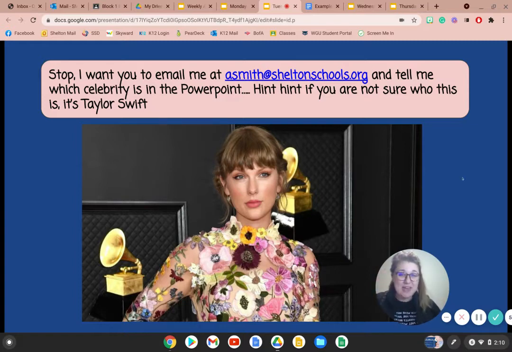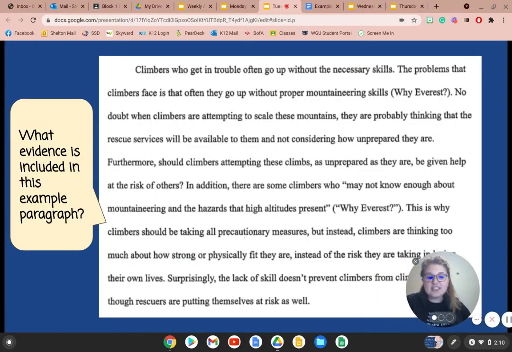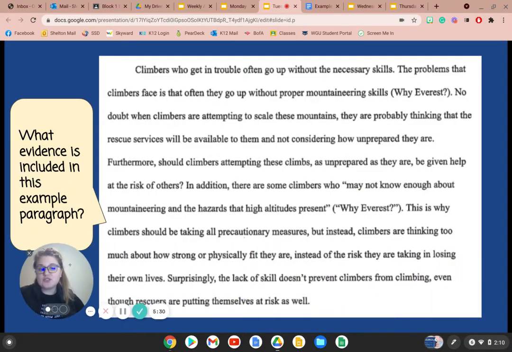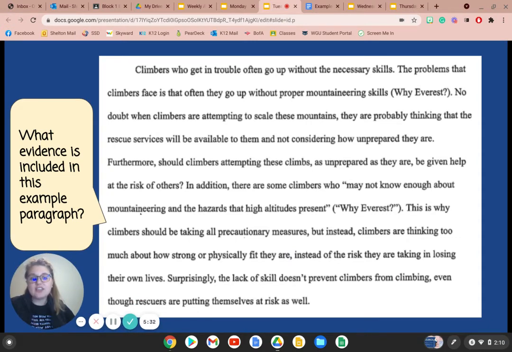All right, let's get back to the good stuff and talk about quotations and evidence. All right, so let's look at this example paper from a prior student who wrote on this topic. Let's look at how they have evidence in this paragraph and how they cite it.